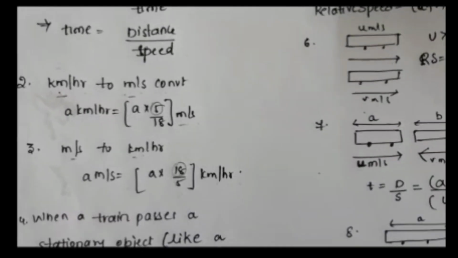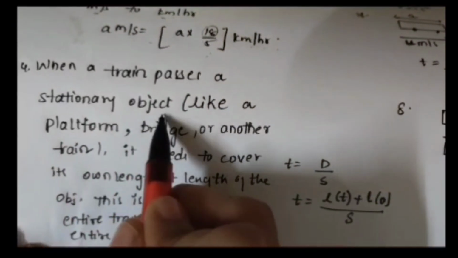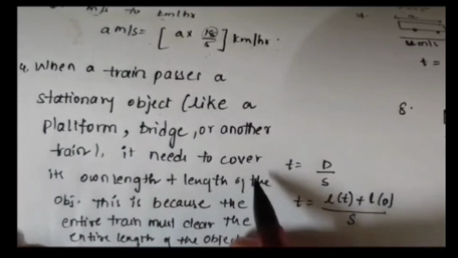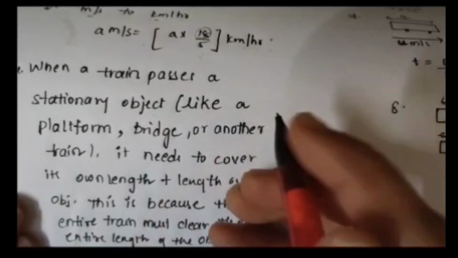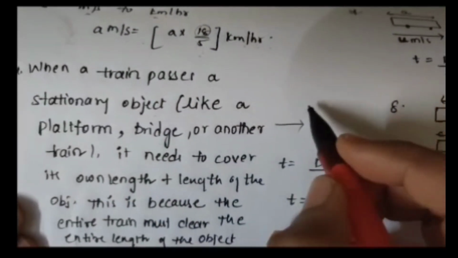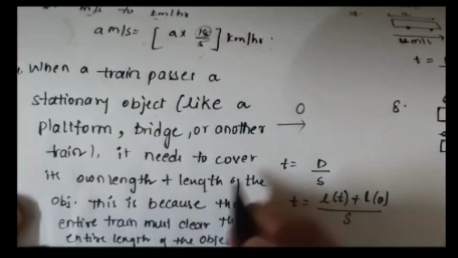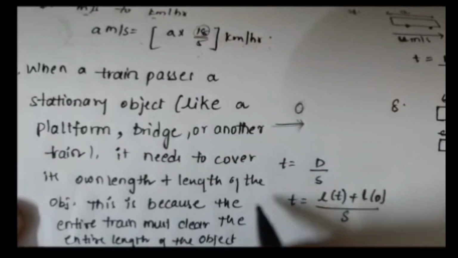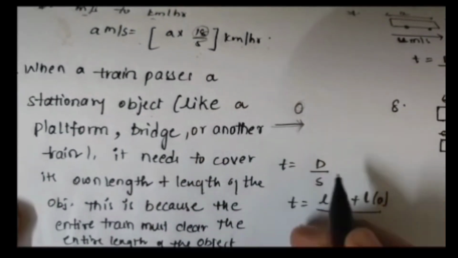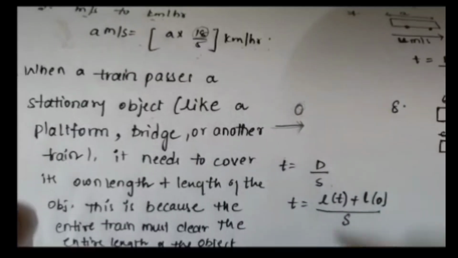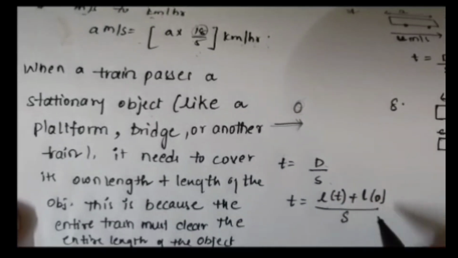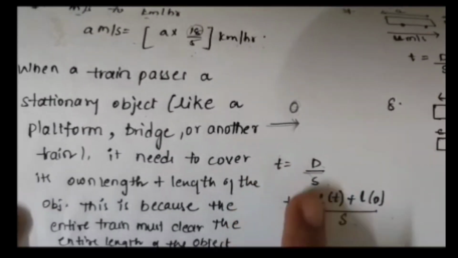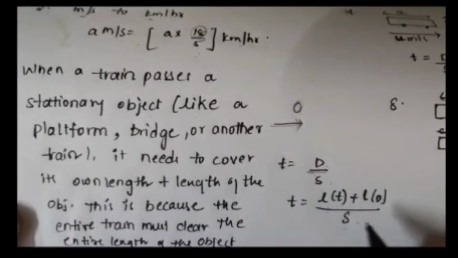The next one: when a train passes a stationary object like a platform, bridge or another train, it needs to cover its own length plus the length of the object. Suppose this is the train and it has to cross the object. It needs to cover its own length and the object's length. The time is distance by speed, where distance is the length of train plus length of object.